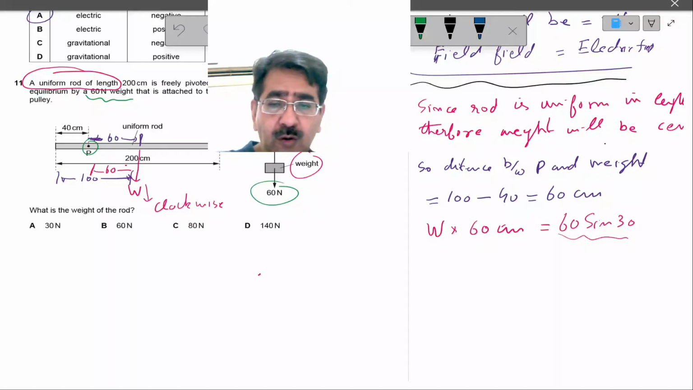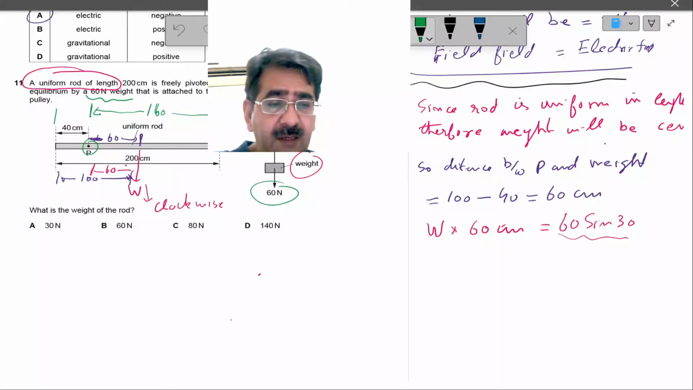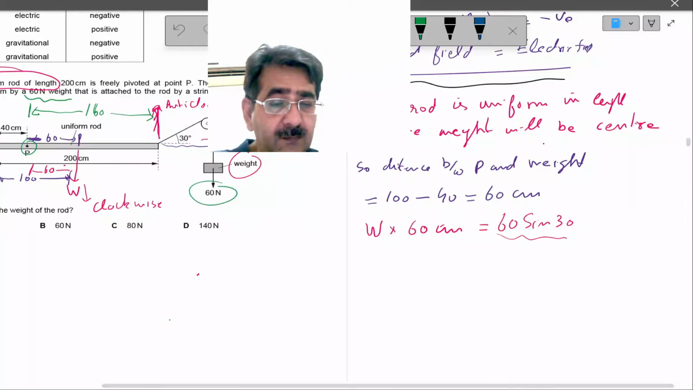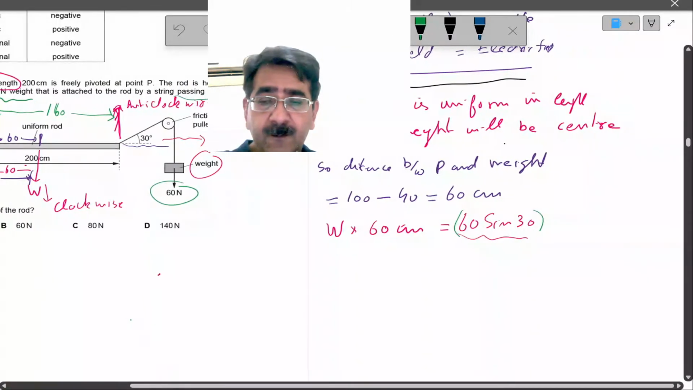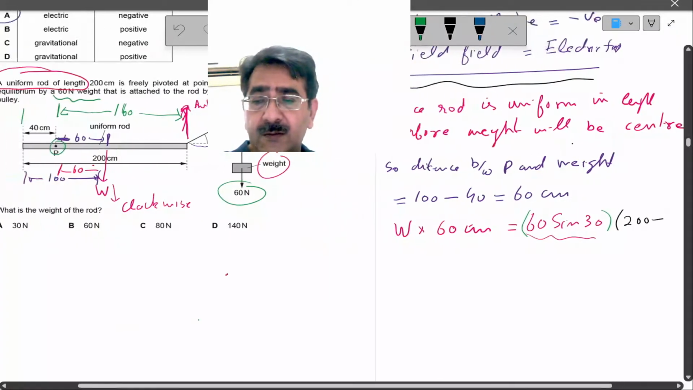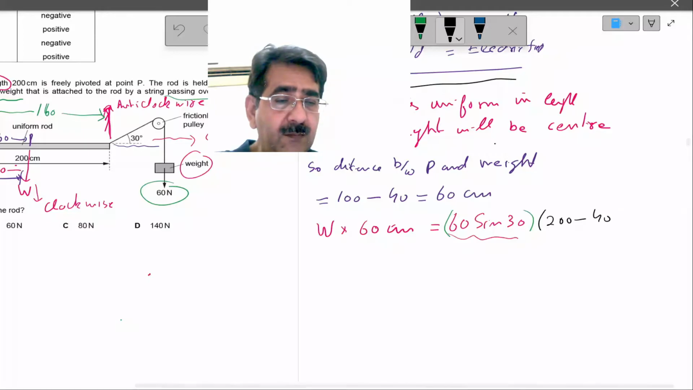What will be the distance from the pivot? That will be 160, from 200 minus 40 centimeter from the pivot.